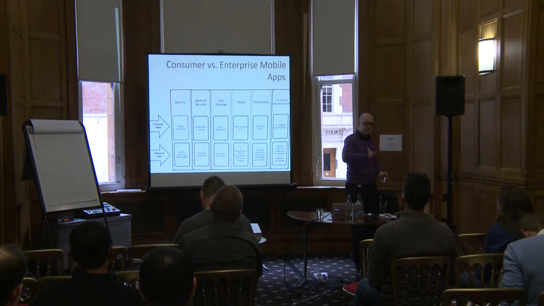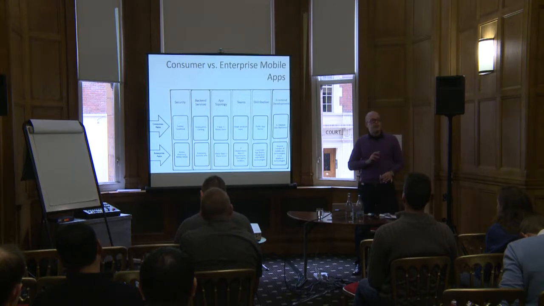And then on the front-end development, a company like Facebook, they care about two platforms, Android and iOS. Have one team for Android, one team for iOS, you're done. In the enterprise, you care about everything.